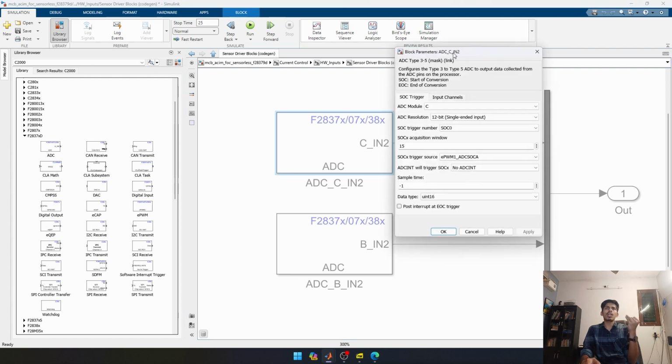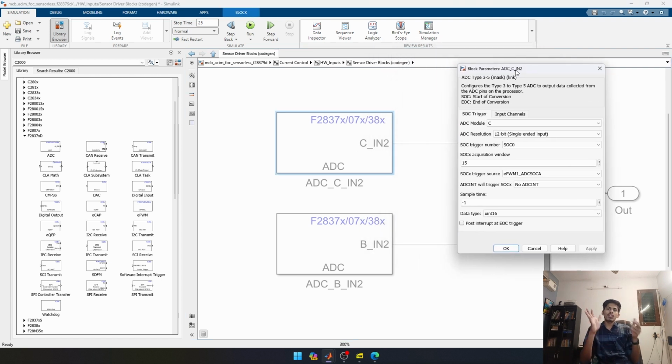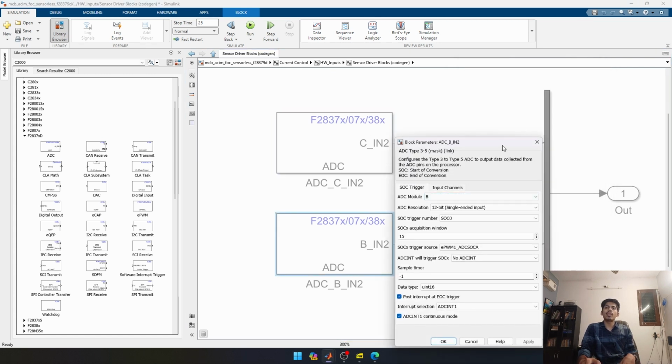So if you double click on that, in the C2000 LaunchPad there are three ADC modules. You can click on that. Sorry, four ADC modules: A, B, C, and D. So we are using module C and module B.